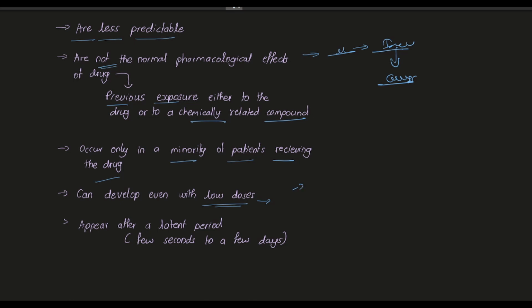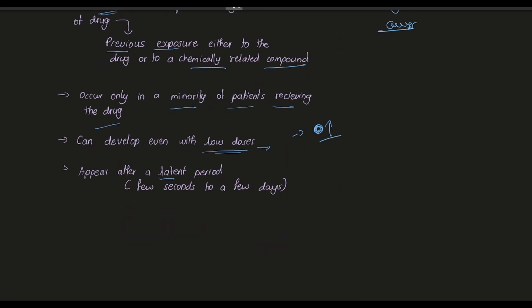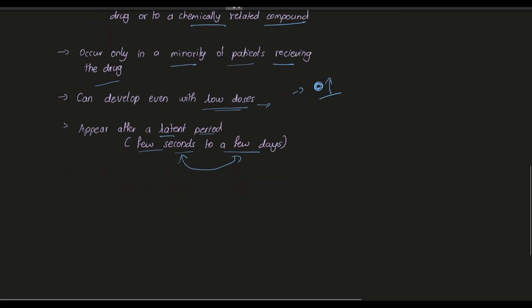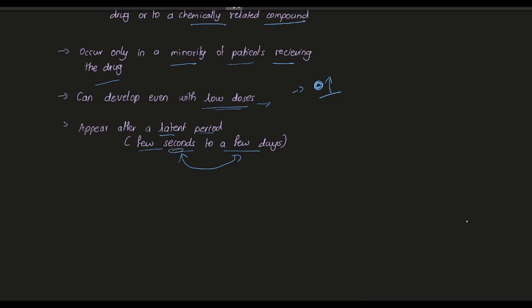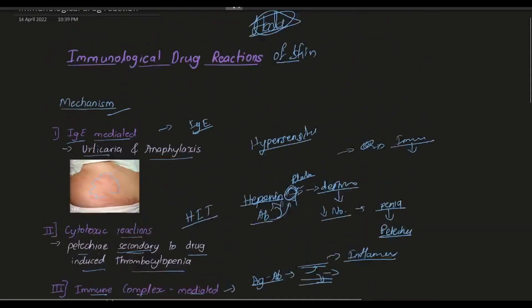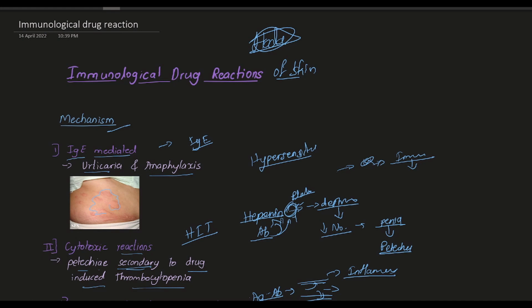Once it knows that there is a drug, it is going to react, and it appears after a latent period because it involves immunity. It needs time to react, so it may be from a few seconds to a few days. For example, a few seconds, that is type 1 or IgE mediated. Type 4 takes a few days, that is cell mediated immunity. Okay, this is everything about the hypersensitivity reaction, right? So we are giving it another name. It is absolutely not required.